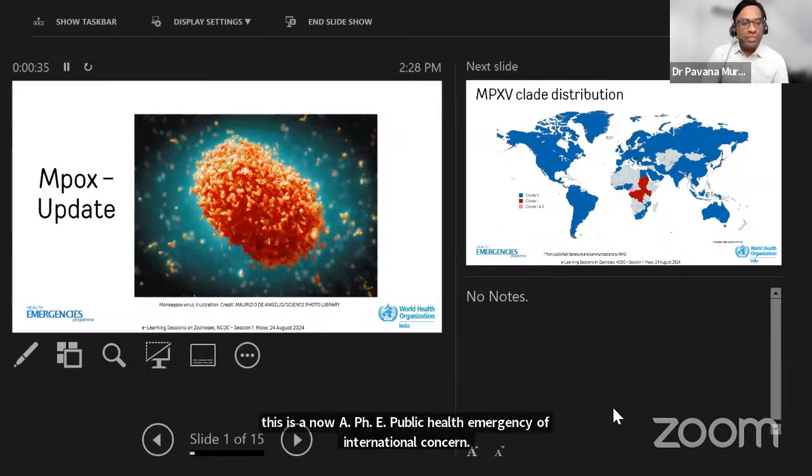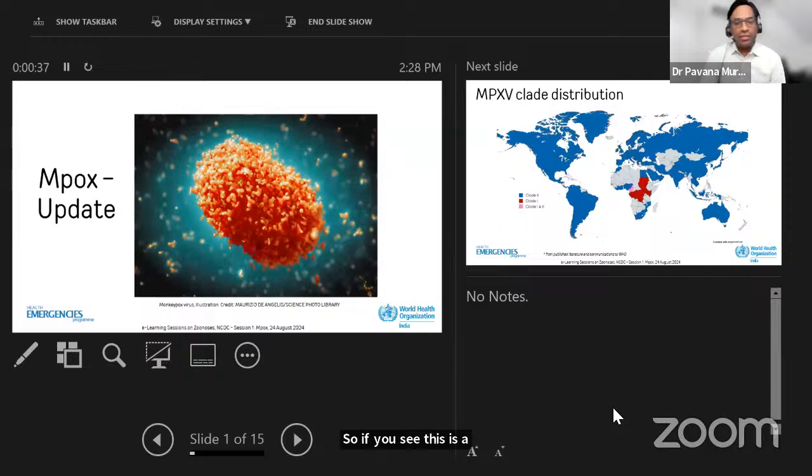So this is a viral zoonotic disease. It has a lot of history. In fact, it was researched in 1958 with monkeys. That's how it got its name. But the first cases that actually came to light were in 1970. It's a double-stranded DNA virus belonging to the family Poxviridae, genus Orthopoxvirus.